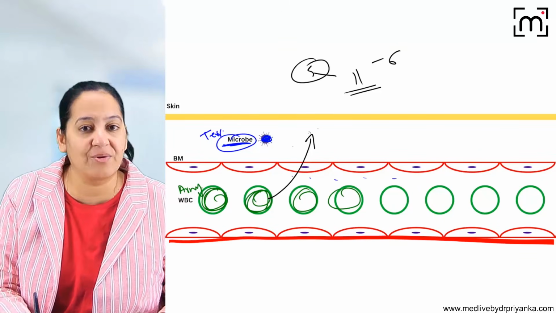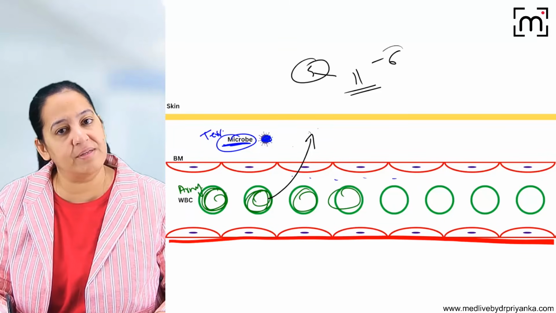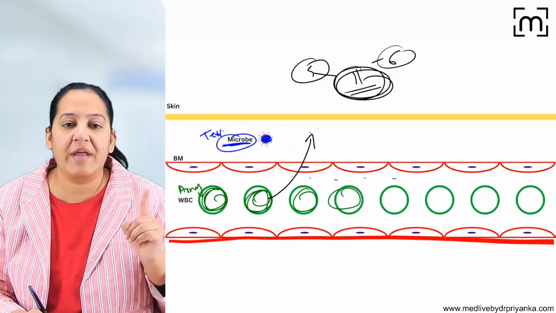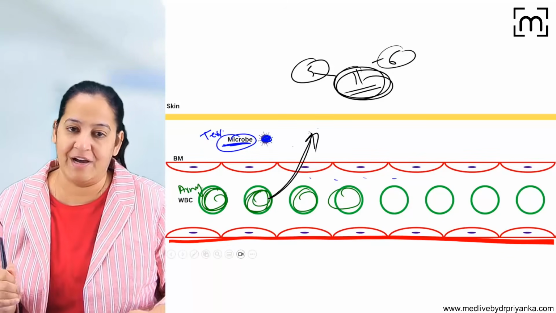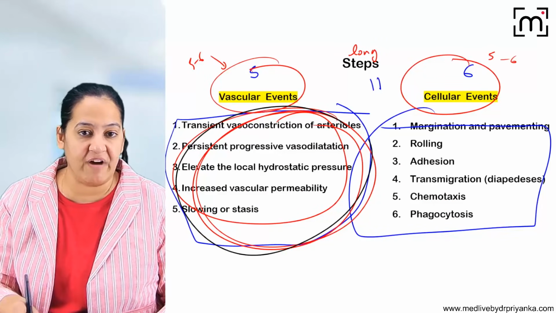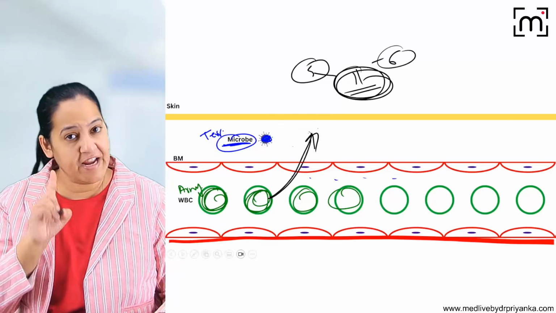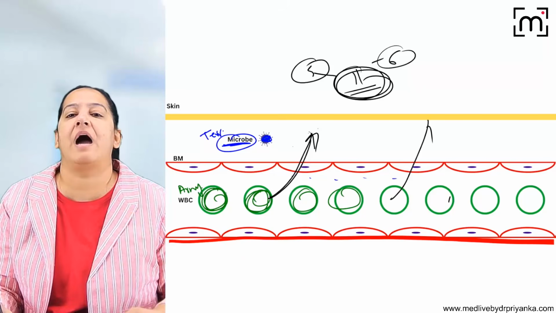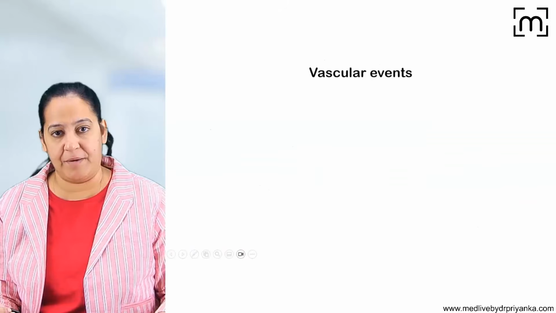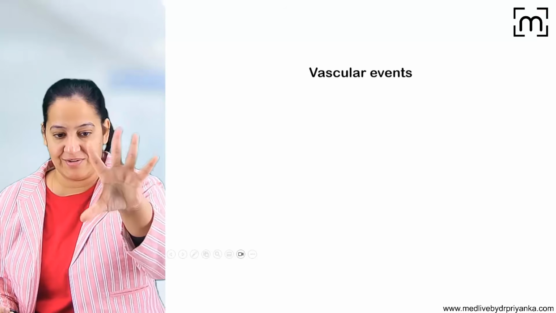I will teach you the 5 vascular events here, and there is a separate video on the 6 cellular events. The purpose of all 11 events is to take the WBC out and make them fight. How many of you got it? If you have the master diagram, here I'm going to explain the 5 vascular events one by one. Never forget your purpose: we want to take the WBC out so that it can fight with the terrorist.